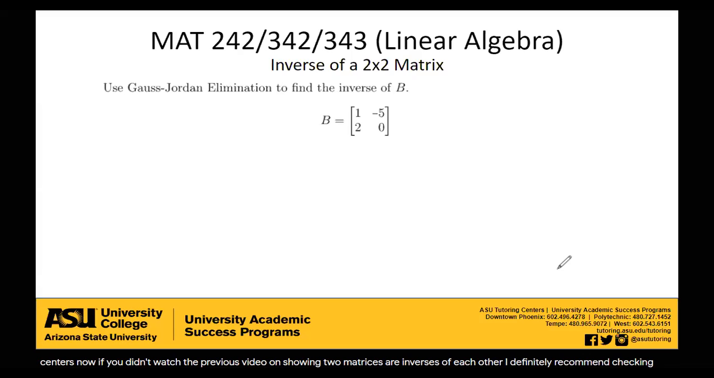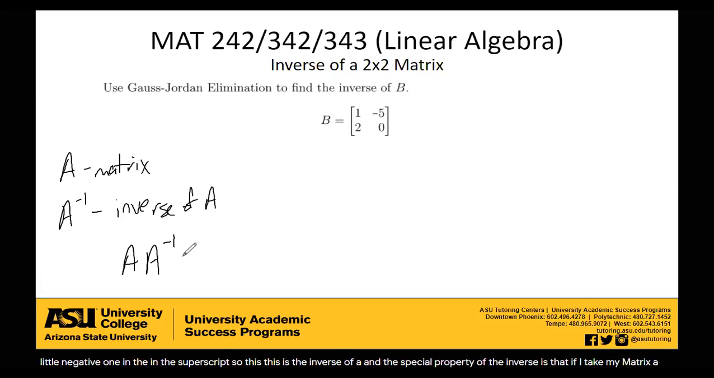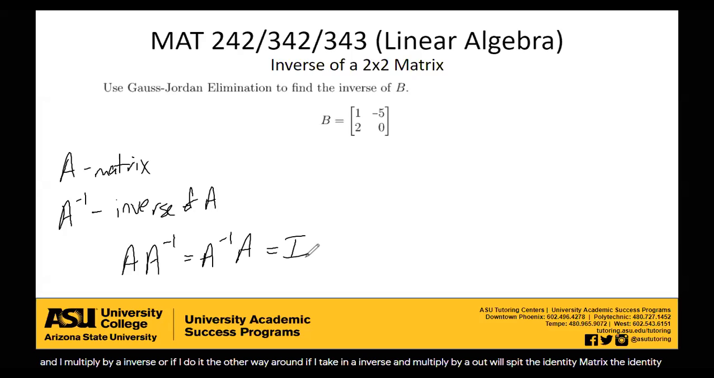But just as a reminder, say you have some arbitrary matrix, A. If it's invertible, so if it has an inverse, we denote that inverse by A with a little -1 in the superscript. So this is the inverse of A. And the special property of the inverse is that if I take my matrix A and multiply by A inverse, or if I do it the other way around, if I take A inverse and multiply by A, out will spit the identity matrix. The identity, which has just ones on the diagonal and zeros everywhere else. Right. So that's what the inverse of a matrix is.